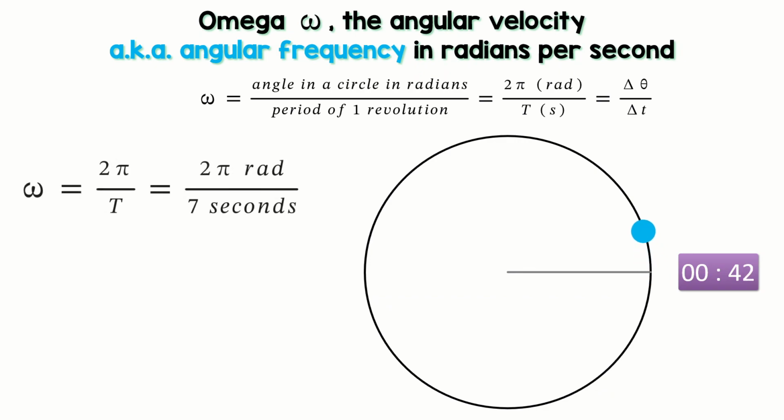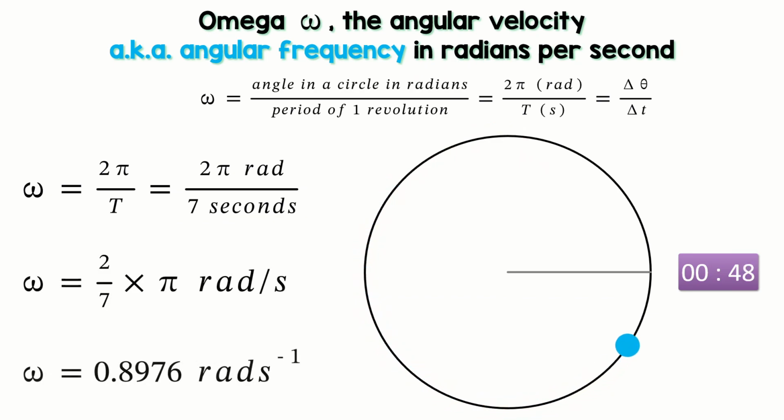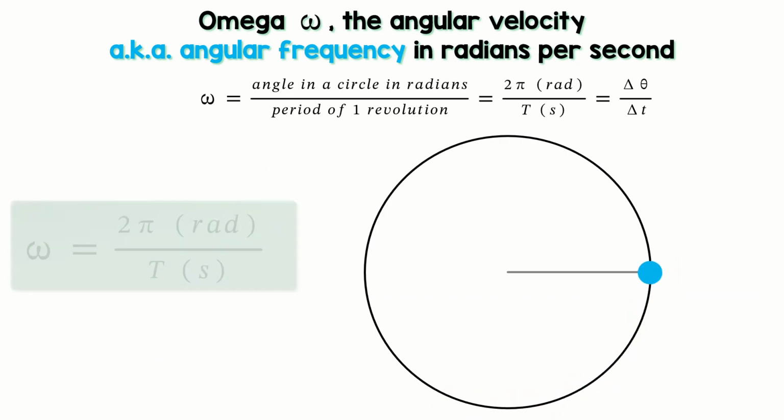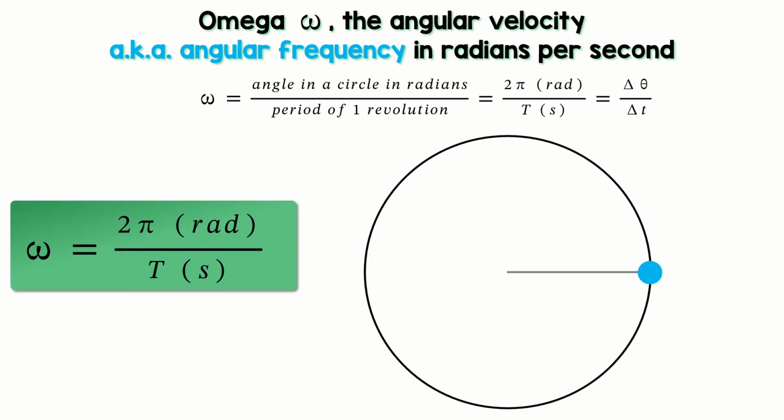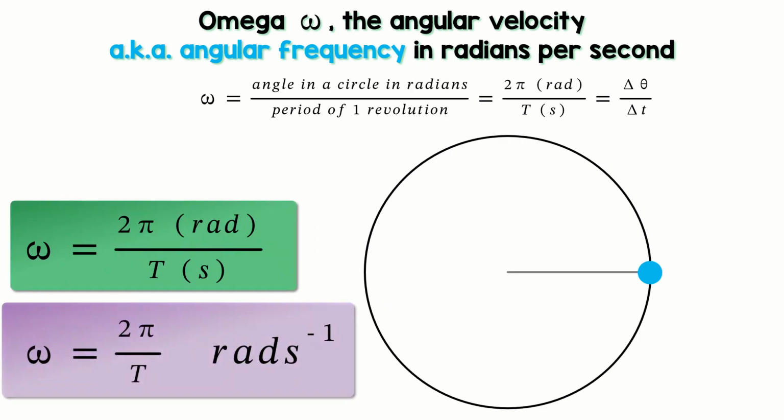And if we slow it down even more, now it's taken 7 seconds to spin through 2 pi radians. So omega is 2 pi over T. 2 pi radians divided by 7 seconds is just under 0.9 radians per second. So omega is always 2 pi over T, also equals 2 pi times the frequency in hertz, and it's in radians per second, so it's very important to remember that.